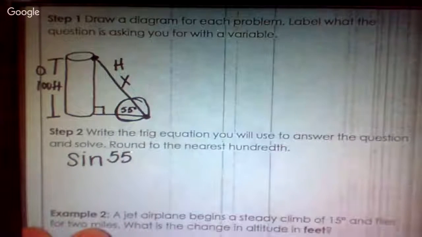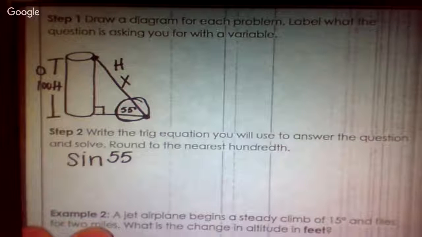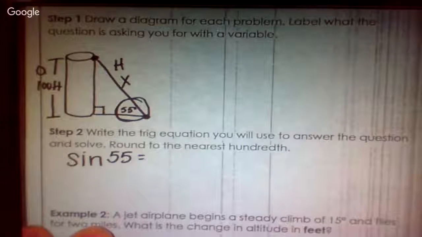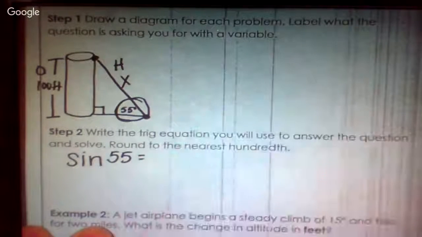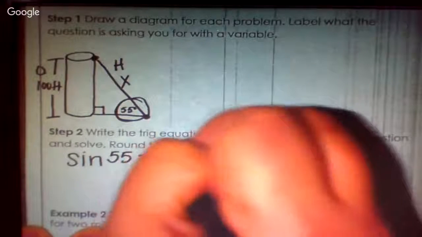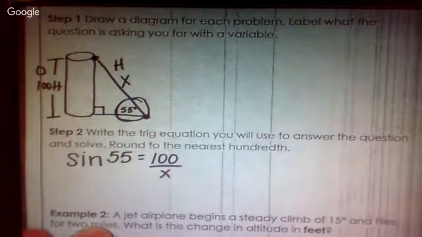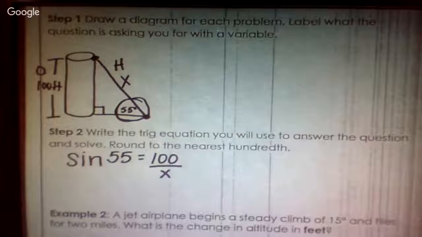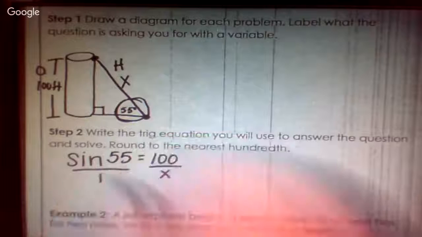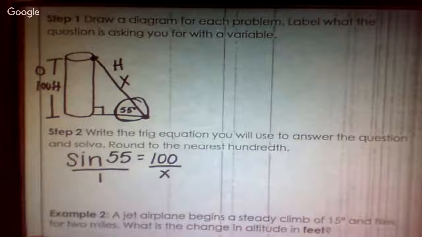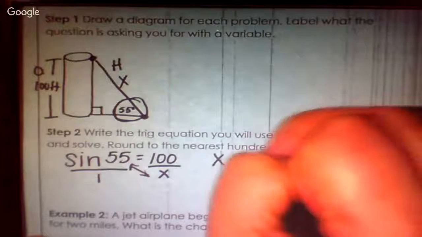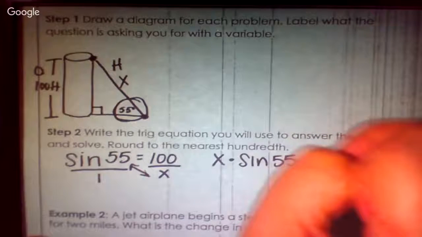So, it's always the sine of your angle. Well, we know your angle this time, so that's 55. Equals. What goes on top? 100. 100 over x. Okay? That was some of your biggest problems on your quiz. You did not pay attention to what went on top and what went on the bottom. So now I've got to put this over 1 because now I need to cross multiply. Well, when I do that, I get x times the sine of 55 equals 100.